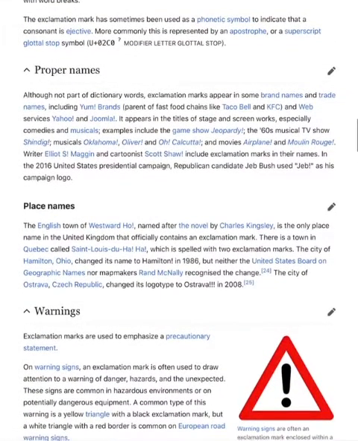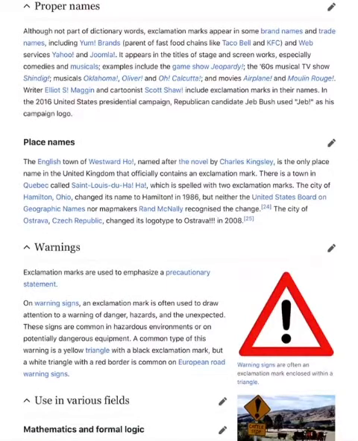Proper names. Although not part of dictionary words, the exclamation mark appears in some brand names and trade names, including Yum! Brands, parent of fast food chains like Taco Bell and KFC, and web services Yahoo! and Joomla!